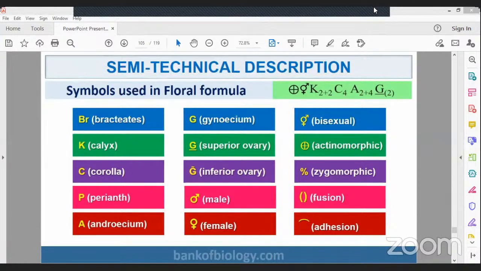Done. So students, we'll stop here and we'll continue in the next class. In the next class, we'll complete the semi-technical description and families and then solve MCQs from this chapter. So read and come for the next class, students. Thank you.